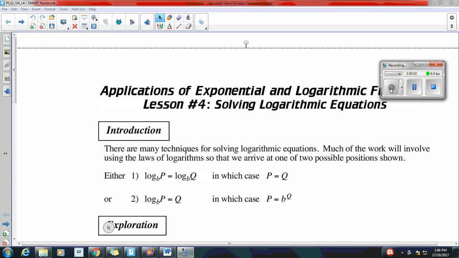Okay, now we're going to be solving logarithmic equations. So we've been solving equations in exponential form, and sometimes we introduce logarithms, but here we're going to be given something with logarithms and have to solve it. Okay, we're going to skip the exploration and head to the next page here.